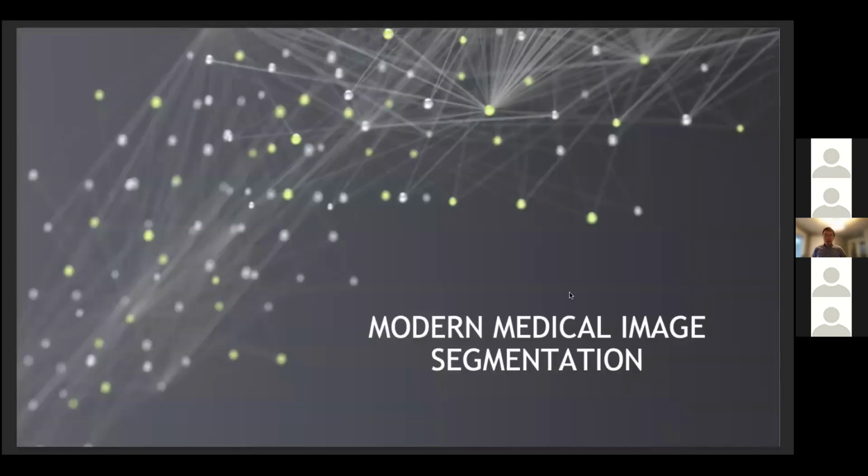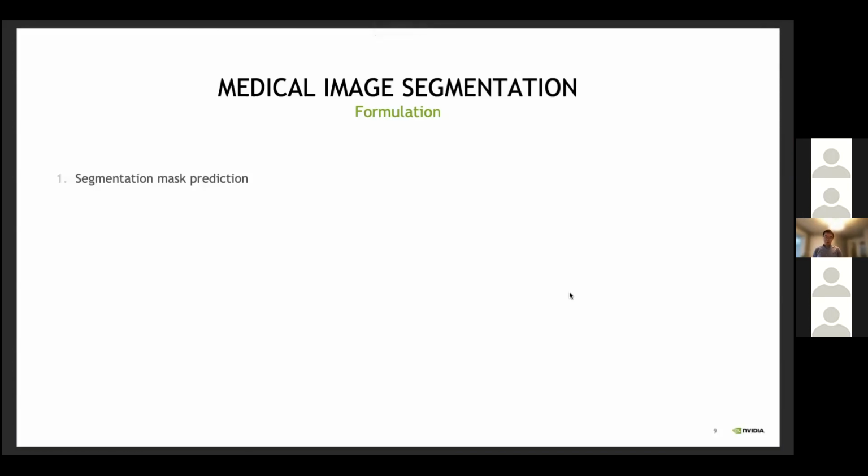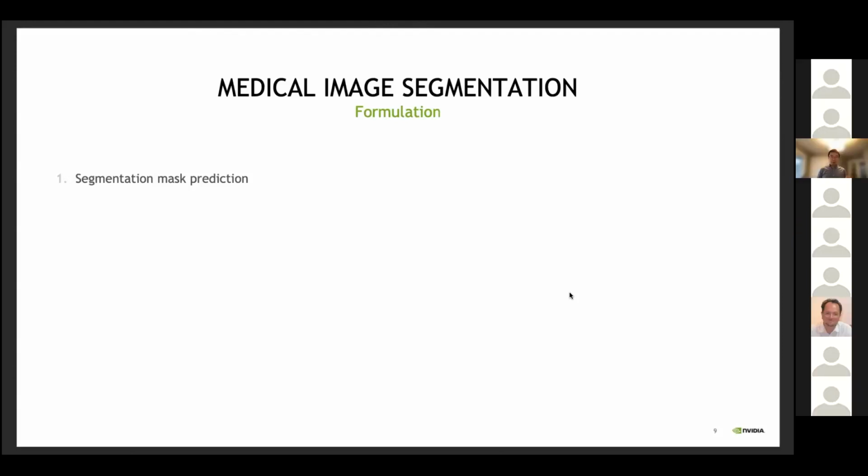Now I will talk a little bit about the history of modern medical image segmentation. In terms of formulation, I summarize it as mainly two parts. Firstly, we are trying to predict the segmentation mask. The inside of the mask is the region of interest you want to segment, and the outside of the mask is the background that's not of interest.